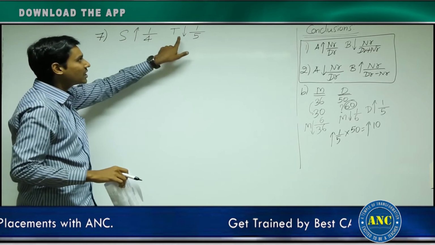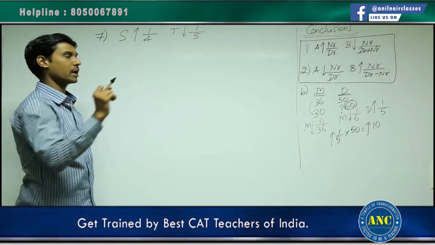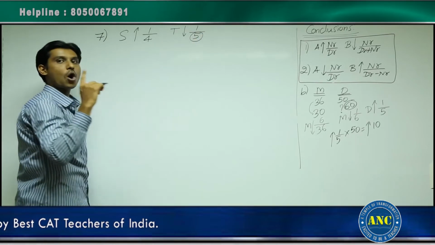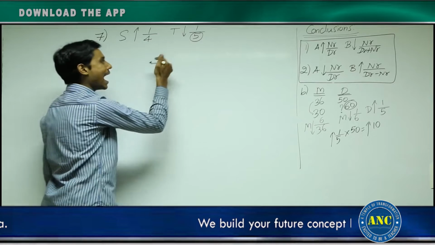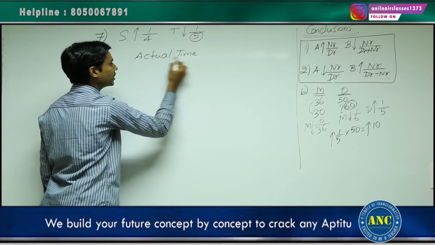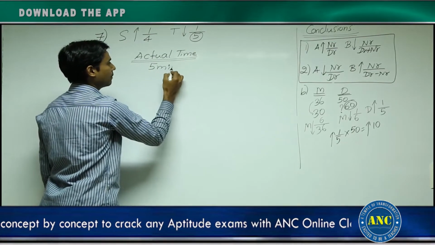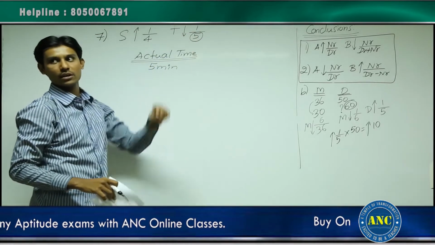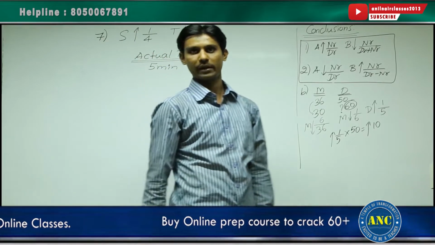Listen to this. What is the meaning of time decreases by 1 by 5? It means this denominator is always your initial value or actual value. That means actual time taken is 5 minutes. Actual time that I am taking to reach my office or home, whatever it is, 5 minutes. But today there is a decrease of 1 minute. So what will be the final time? 4 minutes. It will be 4 minutes, right?